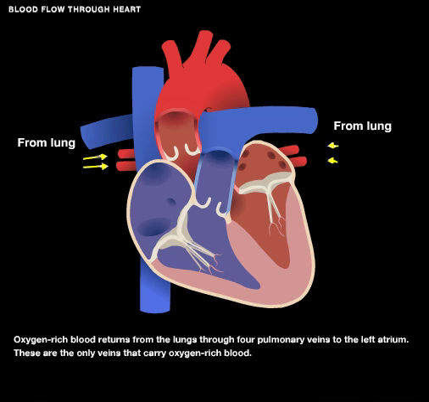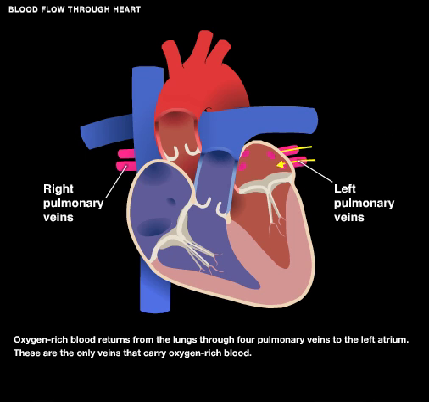Oxygen-rich blood returns from the lungs through the 4 pulmonary veins to the left atrium. These are the only veins that carry oxygen-rich blood.